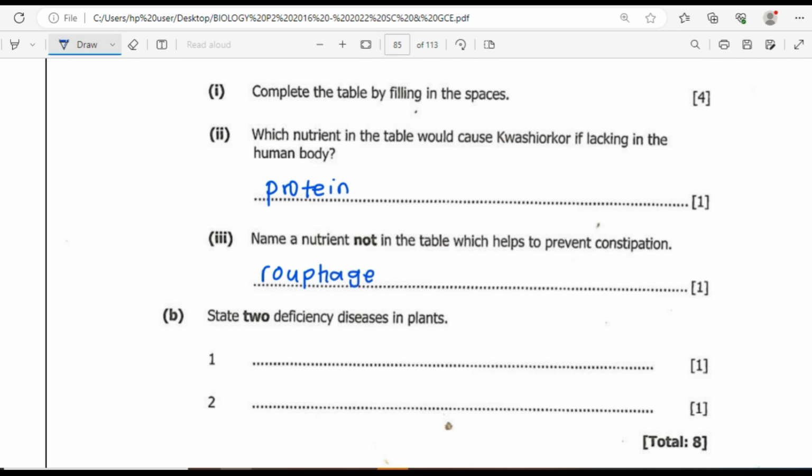State 2 deficiencies, disease in plants. So we have leaf flaking. Also we have leaf chlorosis.